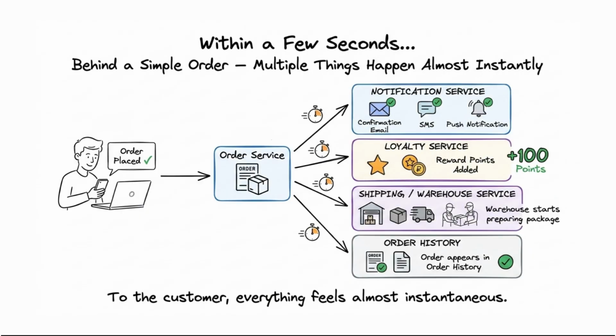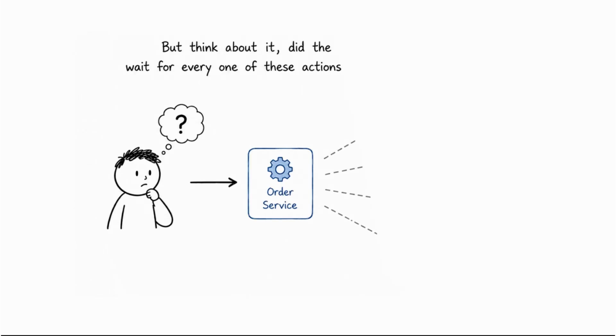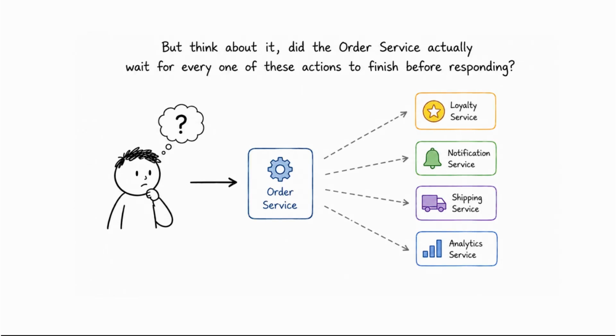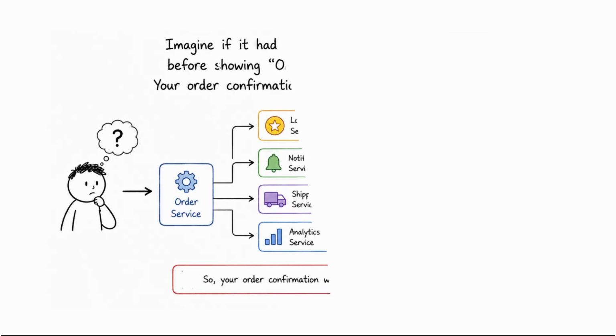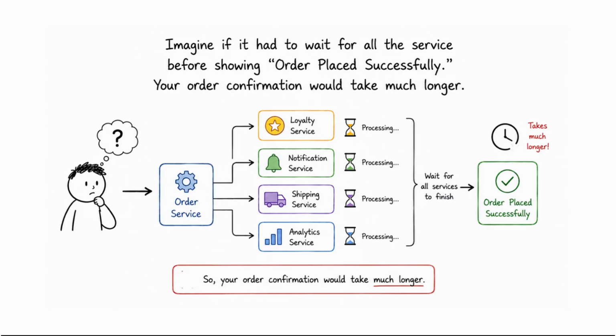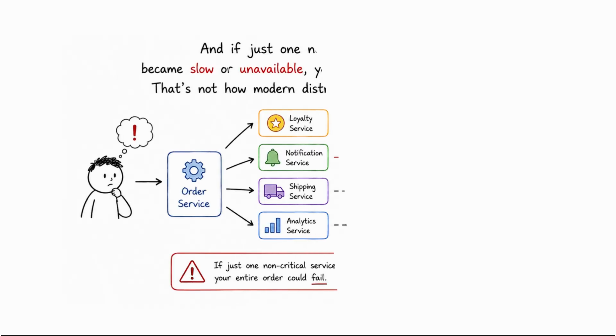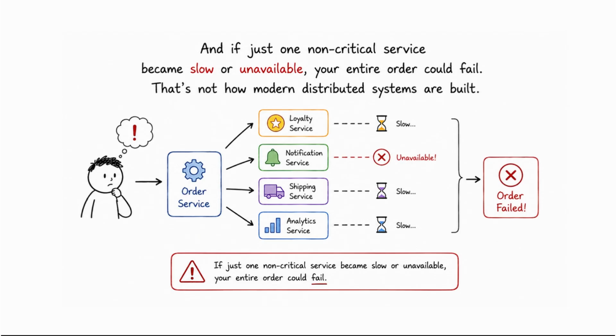To you, everything feels almost instantaneous. But think about it. Did the order service actually wait for every one of these actions to finish before responding? Imagine if it had to wait for all the services before showing order placed successfully, your order confirmation would take much longer. And if just one non critical service became slow or unavailable, your entire order could fail. That's not how modern distributed systems are built.